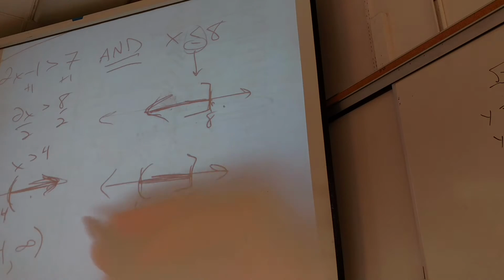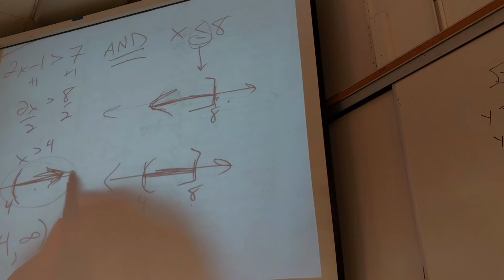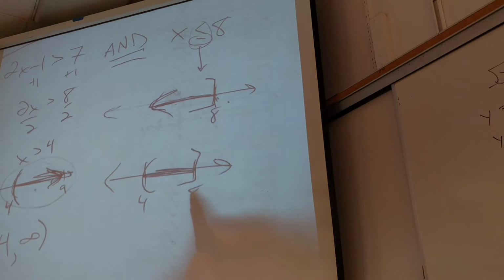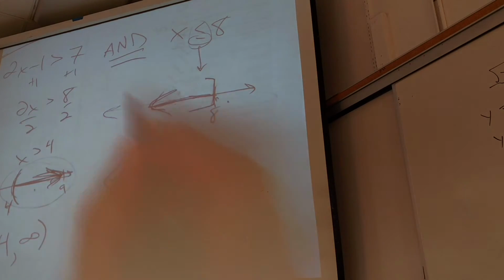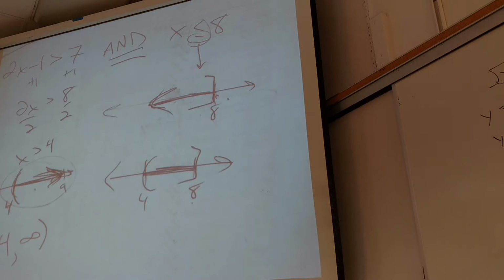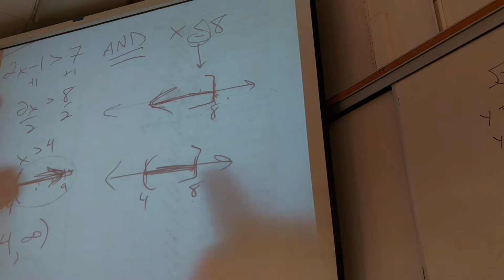So for example, does 9 work here? Yes, because it goes forever up. 9 works here. Does 9 work here? No, so that 9 cannot be in the answer for both because it doesn't work in both. So it's sort of like a one-dimensional analog to, remember when we were graphing and shading one side and then looking to see where the shading overlaps. Where do the shadings overlap? From 4 up to 8, that's where they overlap.